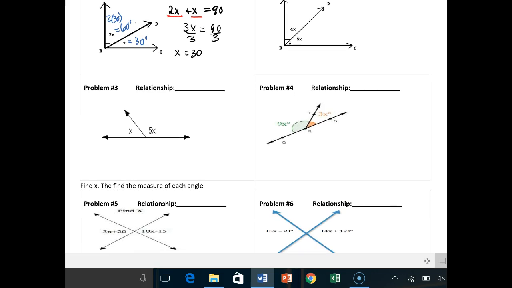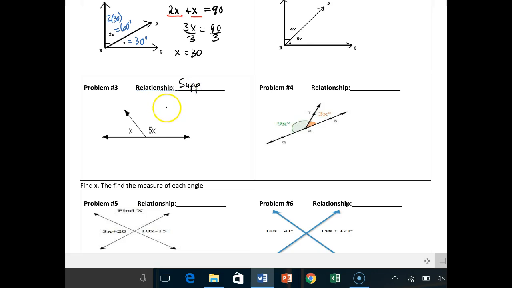Problem number 3. The relationship in this one is supplementary. So SUPP for supplementary. We have x plus 5x equals 180. You combine like terms, x and 5x. That gives us 6x equals 180. Divide by 6, and we get x is equal to 30.